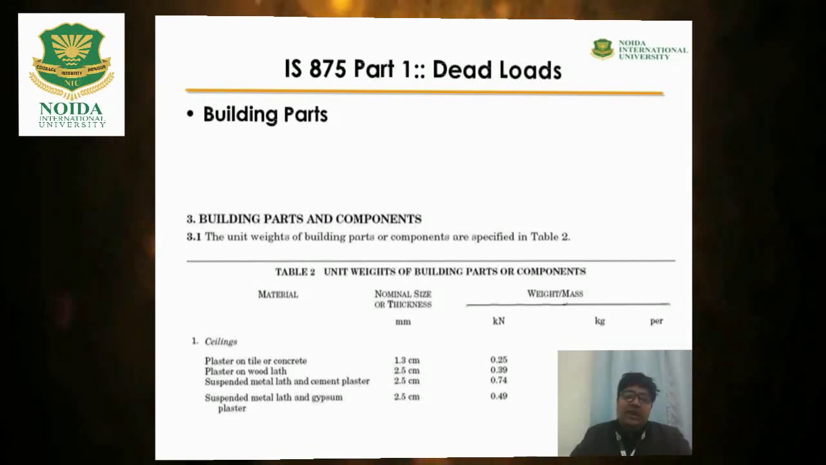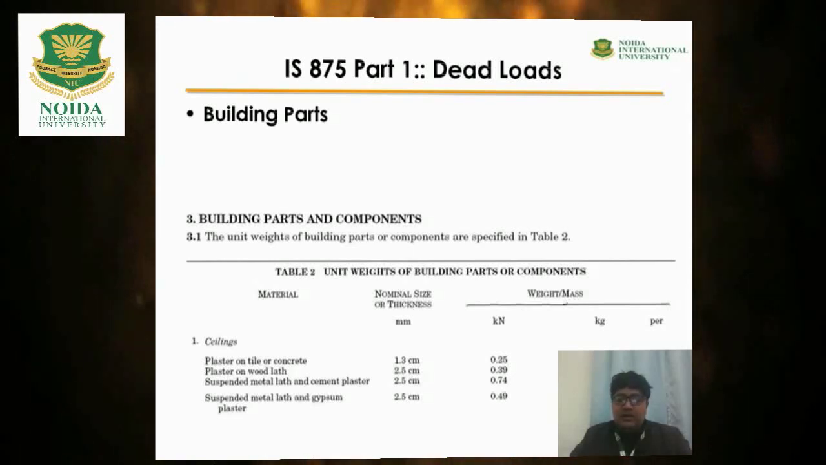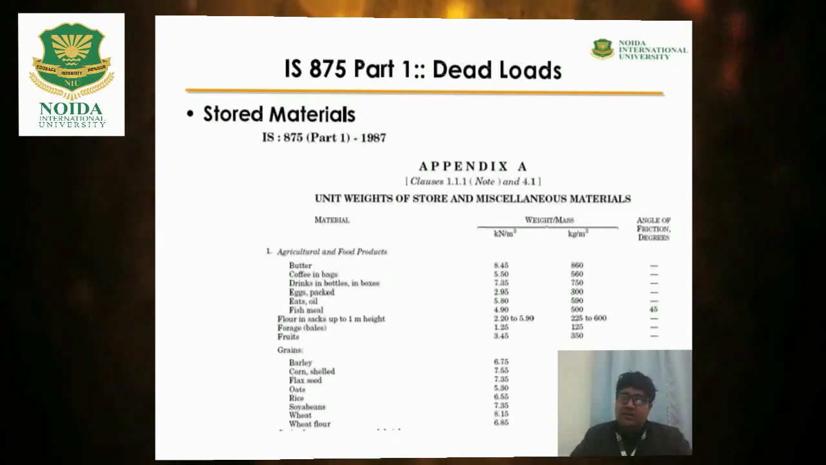Same like that, if you're having the plaster on the wood lath, the suspended metal lath on the component plasters, the suspended metal lath on the gypsums, they will have different unit weights, which are calculated as per the nominal size or the thickness of the particular ceiling plaster. Going further, the third scope we have discussed is given in IS 875 Part 1 of the dead load.